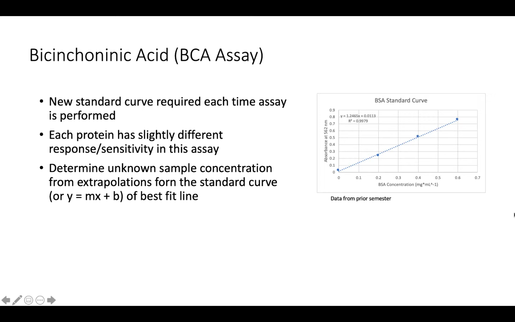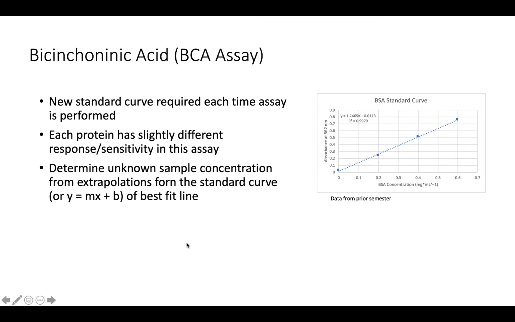As I've said, a new standard curve is required each time you run an assay. In this case, we're running what you can consider a standard Beer's law type curve that you've seen before, where you are plotting concentration on the x-axis and absorbance on the y. Each protein has a slightly different response or sensitivity to this assay. That's one reason why we run a standard curve each time. The other is the time function.